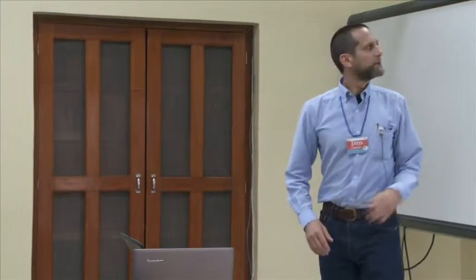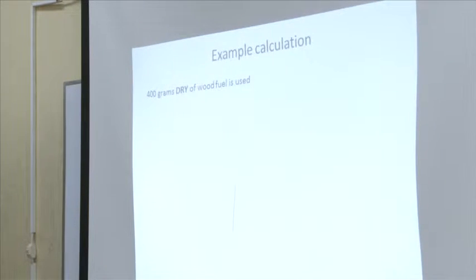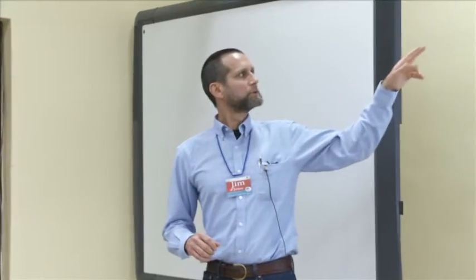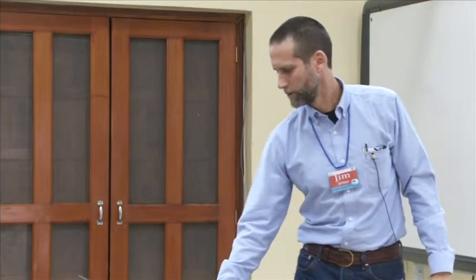Okay, so let's just walk through a basic calculation here, and it's really an easy thing to do. Can everyone see the text from back here? Okay. So let's say we do a test. You can use the water boiling test protocol, or you can use any protocol. It doesn't matter. Let's say you start with 400 grams of dry fuel, and you can do the calculation to find out what your dry weight of fuel is. The fuel is not actually dry. The fuel has 10 or 15% moisture, but do the calculation, find out what the dry mass of the fuel is.